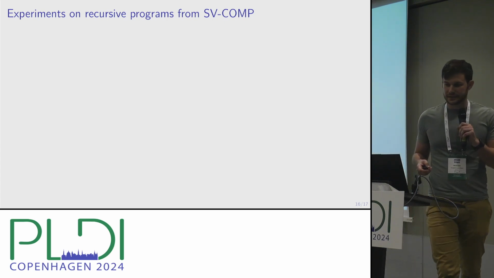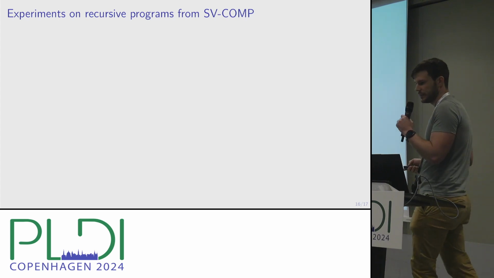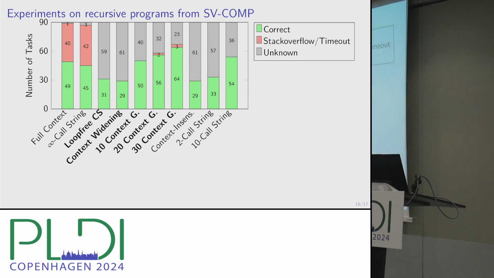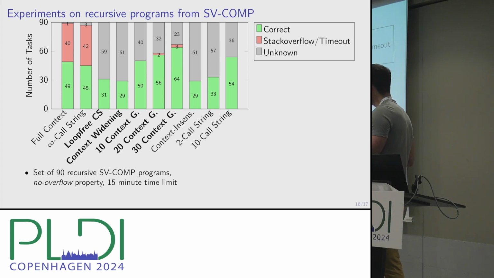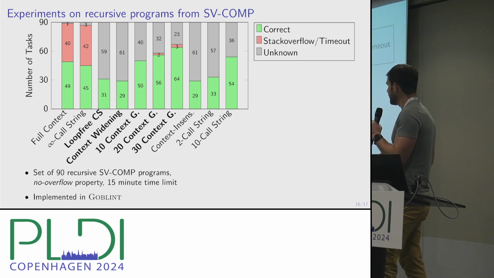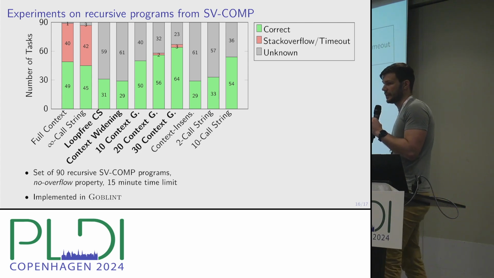Now, how does this turn out? We have made some experiments on SV-COMP tasks, and I want to in particular highlight some experiments on a set of recursive SV-COMP tasks that you can see here. So here you can see the full contexts as were shown in the initial example, and the call strings of unbounded length. And you can here see our 5 configurations with the loop-free call string, the context widening, and 3 configurations of context gas with different initial gas values. And all these approaches were implemented in Goblint. Alongside with a completely context-insensitive analysis, as well as a 2 call string and a 10 call string analysis that we have here for comparison.